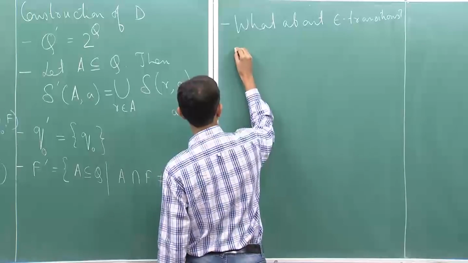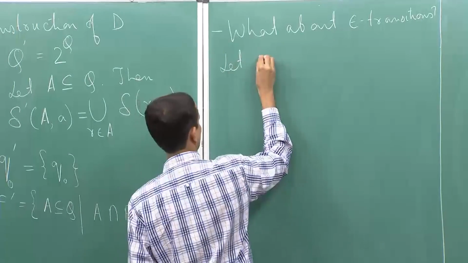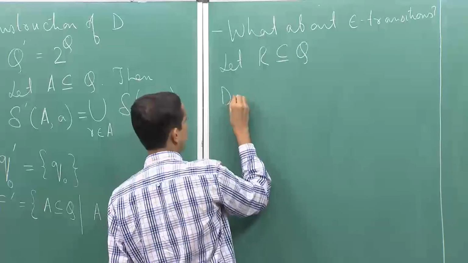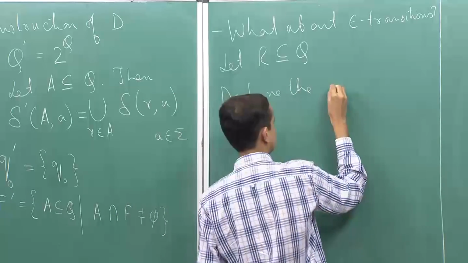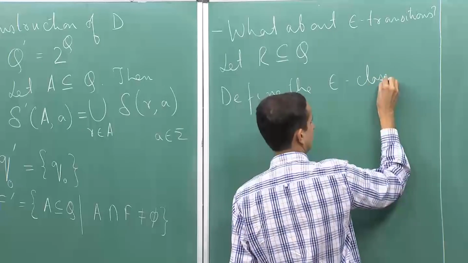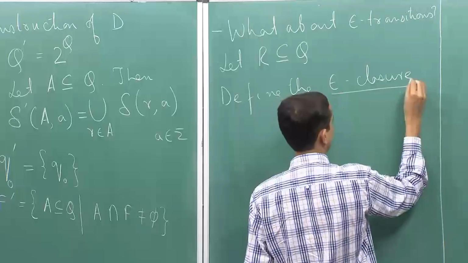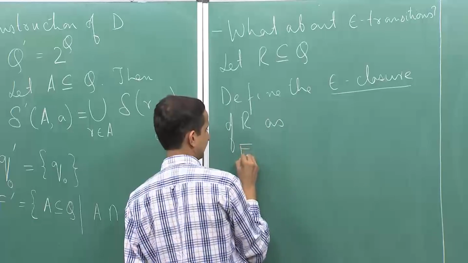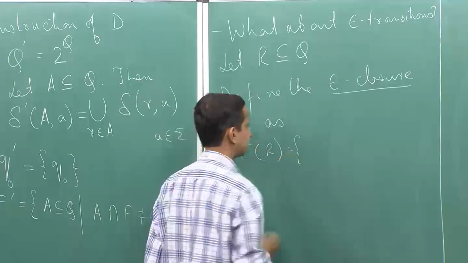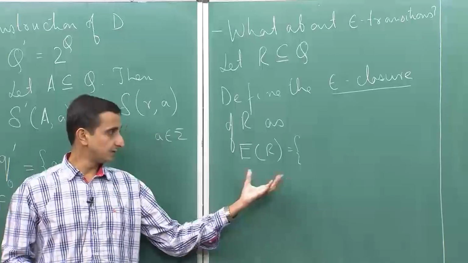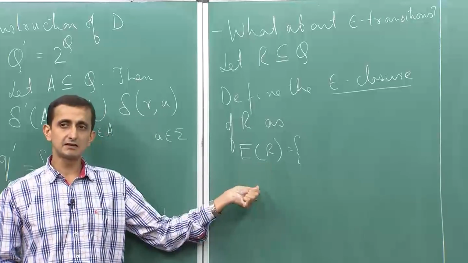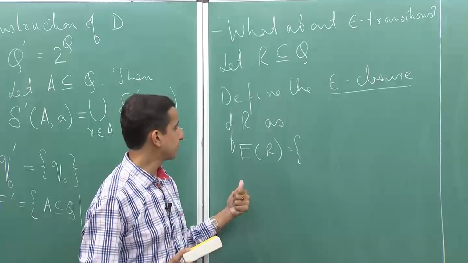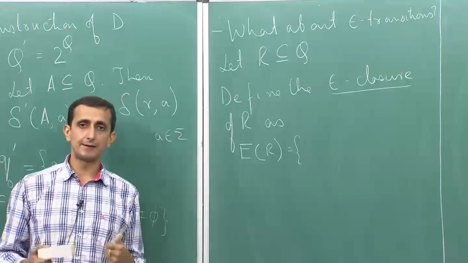So, to take care of epsilon transitions, we define what is called the epsilon closure of a set. Okay. So, let R be some subset of Q. Okay. Define the epsilon closure of R as, so this is denoted, we will denote this as E of R. Okay. So, this is basically a set of states. So, the epsilon closure of a set of states is all the states that I can go to by taking one or more or 0 or more epsilon transitions.